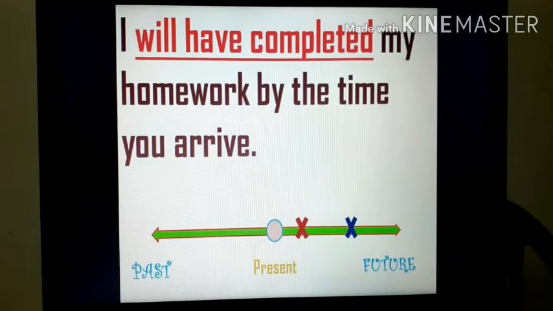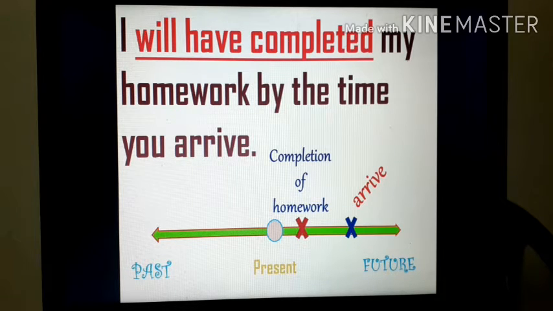Let's understand it with an example. I will have completed my homework by the time you arrive. So, my action of completion of homework will already be completed before the action of your arrival. In the timeline, it will look like this. On the right hand side, an action of finishing the homework will be completed by the time another action of your arriving comes. So here, comparison of two future events are happening.